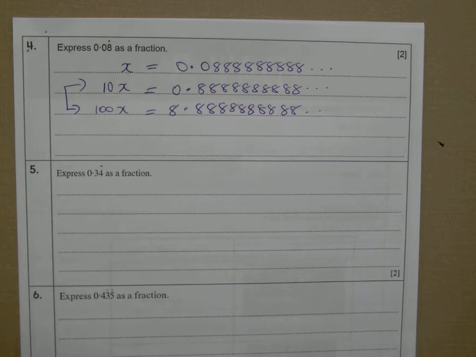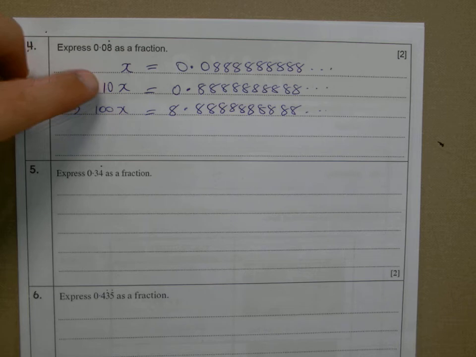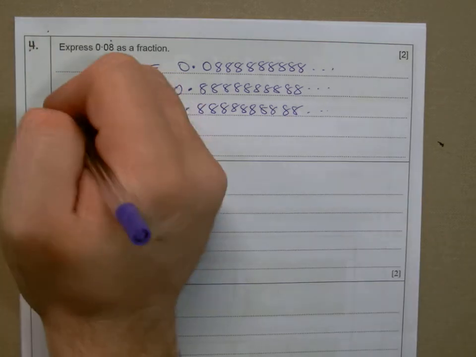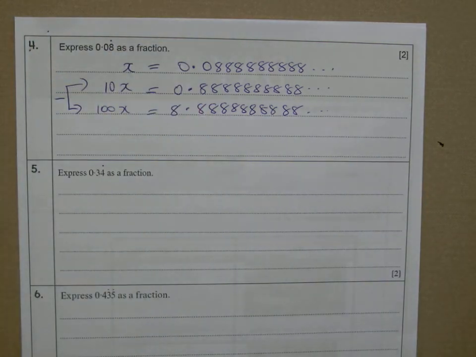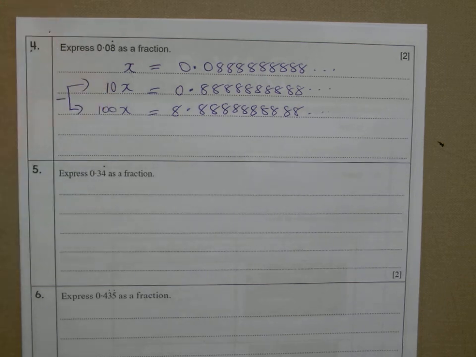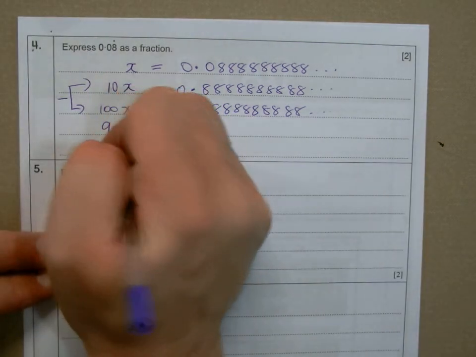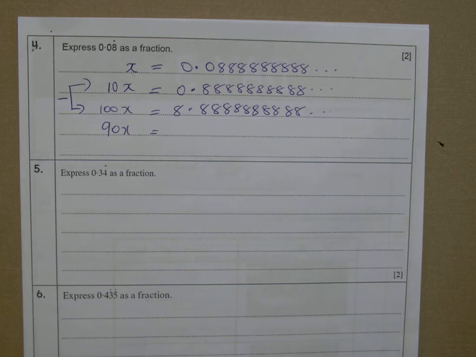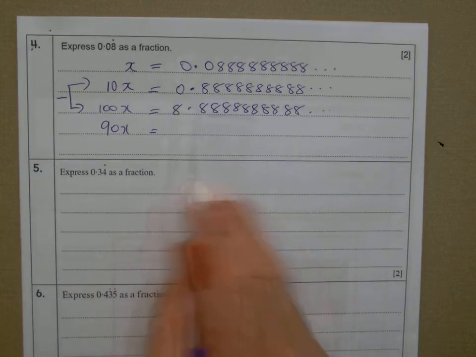Watch what happens when you take them away. Take the smallest from the highest. So you're not going to do 10x take away 100x, because you end up with minus 90. So do it the other way around. Do 100x take away 10x, and that's 90x. And then on the right-hand side, you've got all of this, take away all of this.